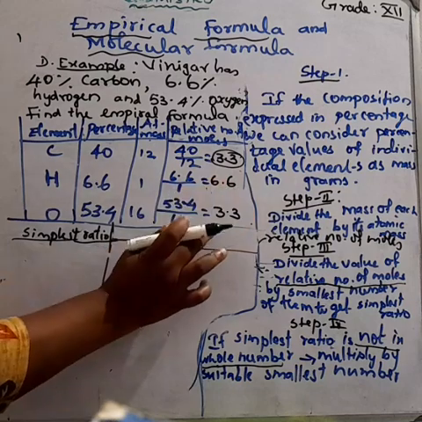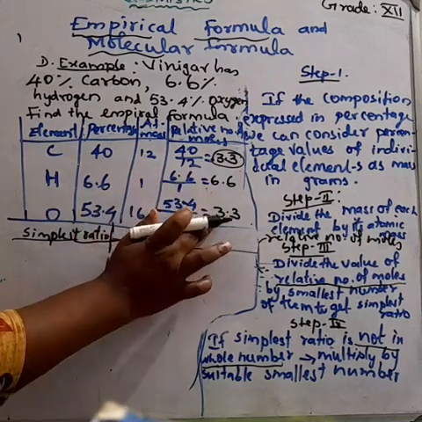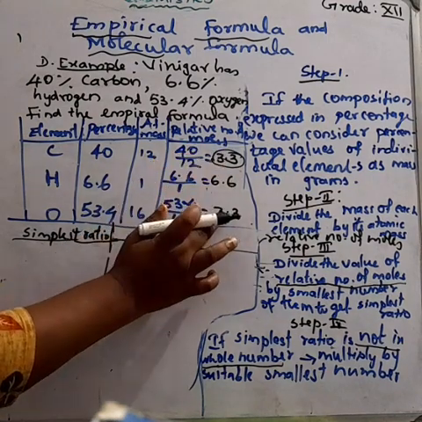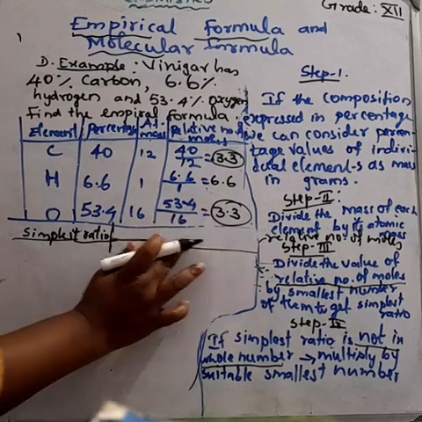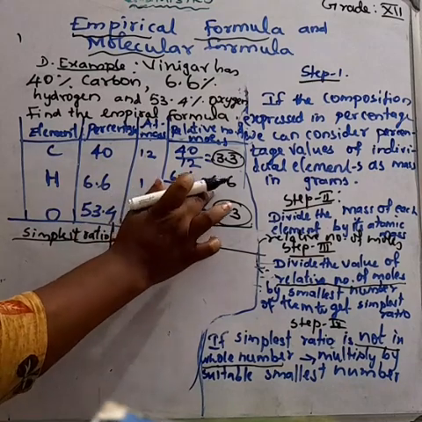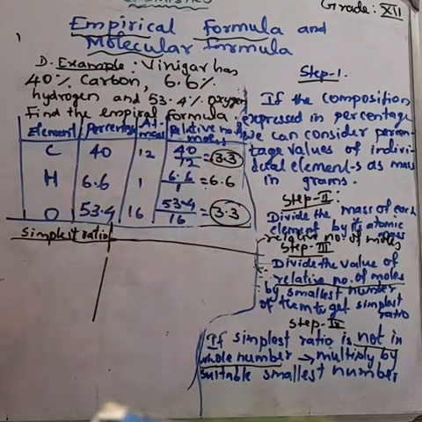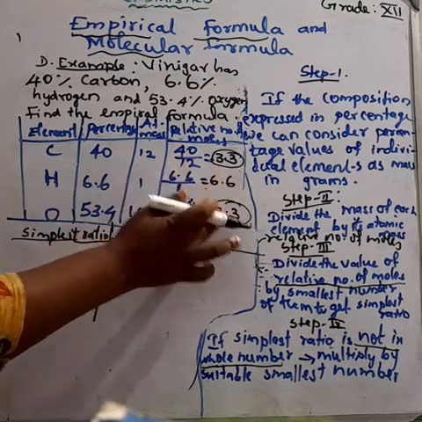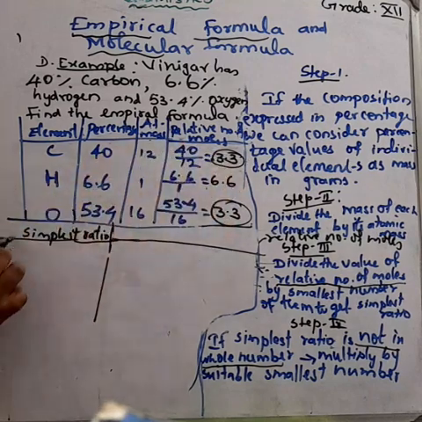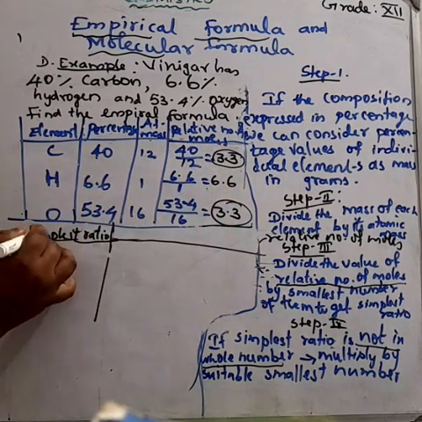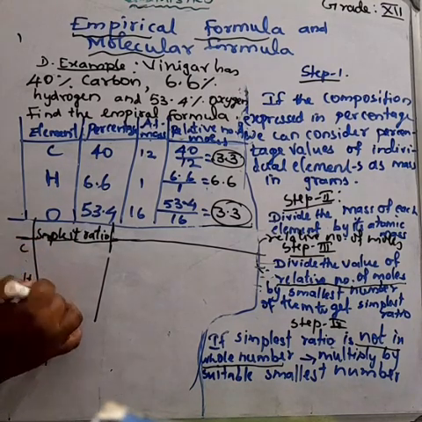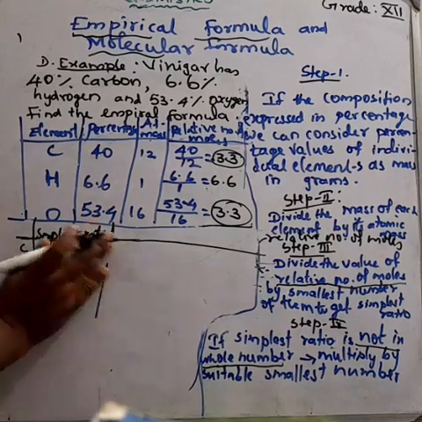Among the three elements, for the relative number of moles, carbon and oxygen have the same value. These values are smaller when compared to hydrogen. Hydrogen is 6.6, but carbon and oxygen 3.3. So we can take 3.3 as the smallest number. When we divide these three values by 3.3, we get the simplest ratio.